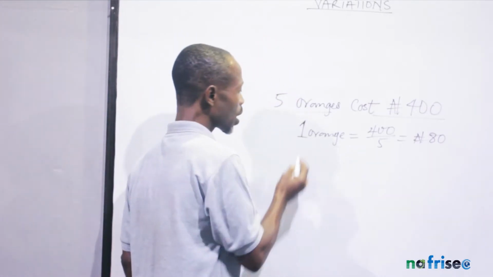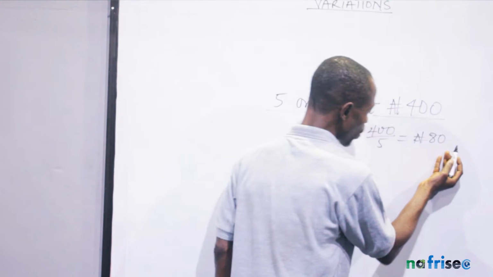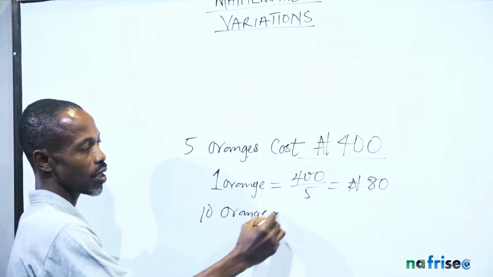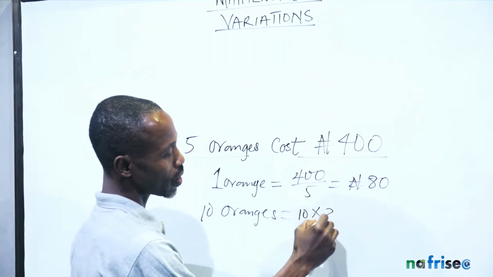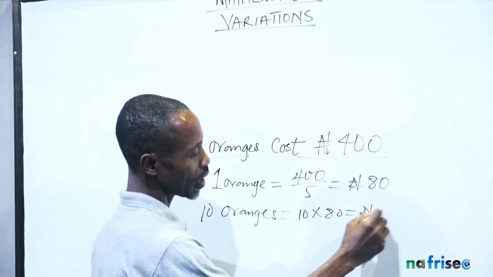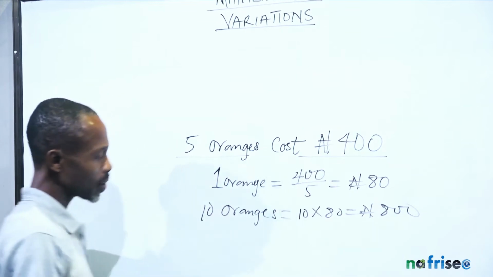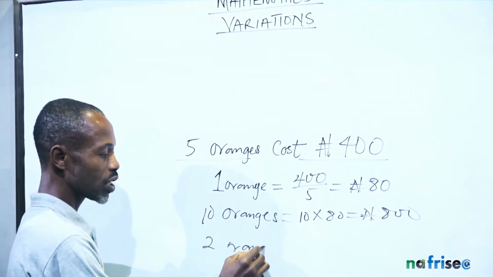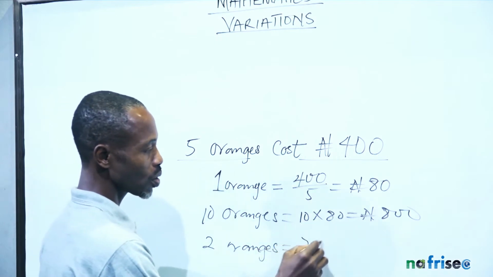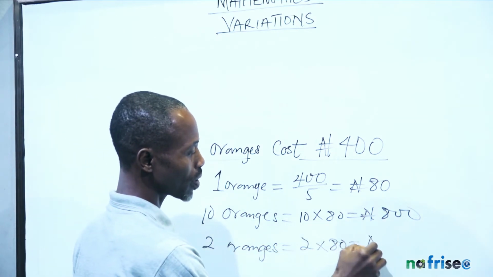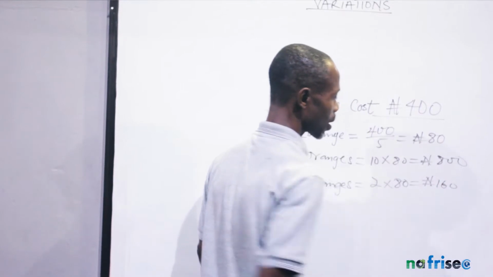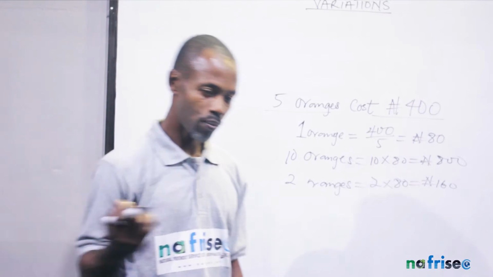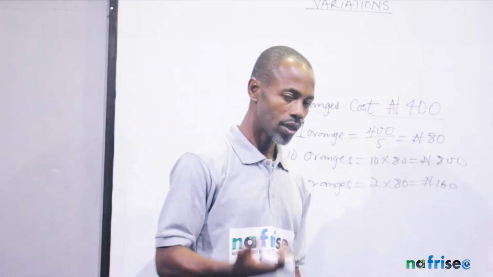If you decide to say, okay, 1 orange costs 80 naira, so what's the cost of 10 oranges? That's easy. It becomes 10 times 80, and that should give us about 800 naira. If you decide and say, okay, what's the cost of 2 oranges? 2 oranges becomes 2 times 80, which will give us about 160. What I'm pointing out here is this. The higher you want in quantity, the higher you pay. You reduce it, the lesser you get.